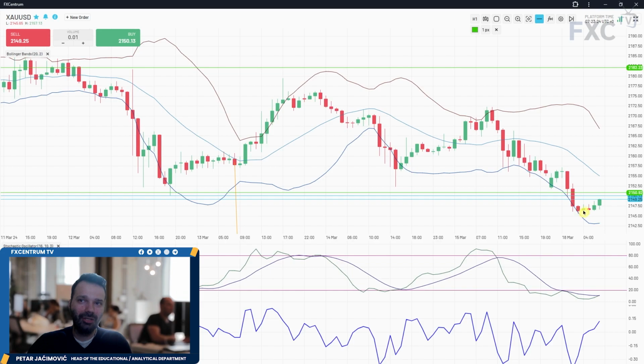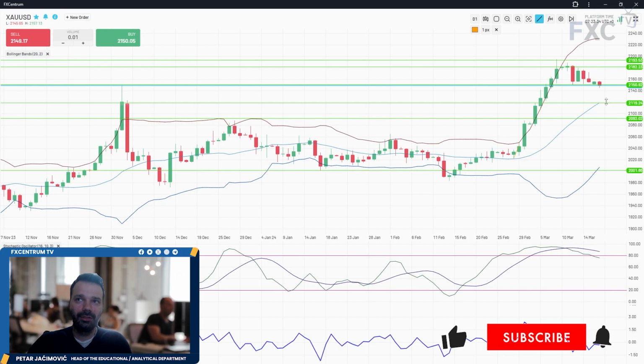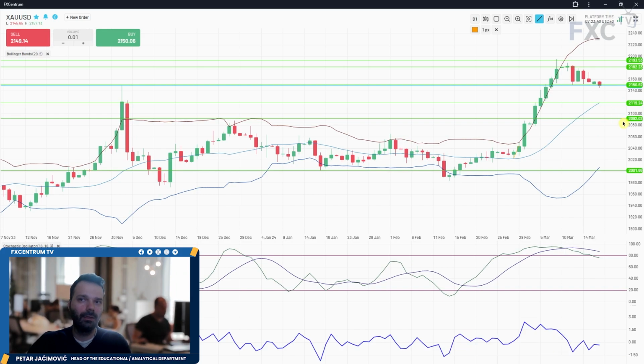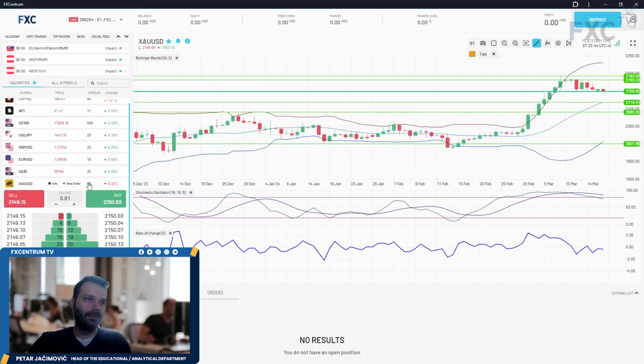So there will be a chance, after this smaller correction, for a downside continuation on the gold market, at least from my perspective, towards the middle Bollinger Band on the daily around 2018 and then potentially even to the 2092 area and so on and so forth. So, downside potential on the gold market.